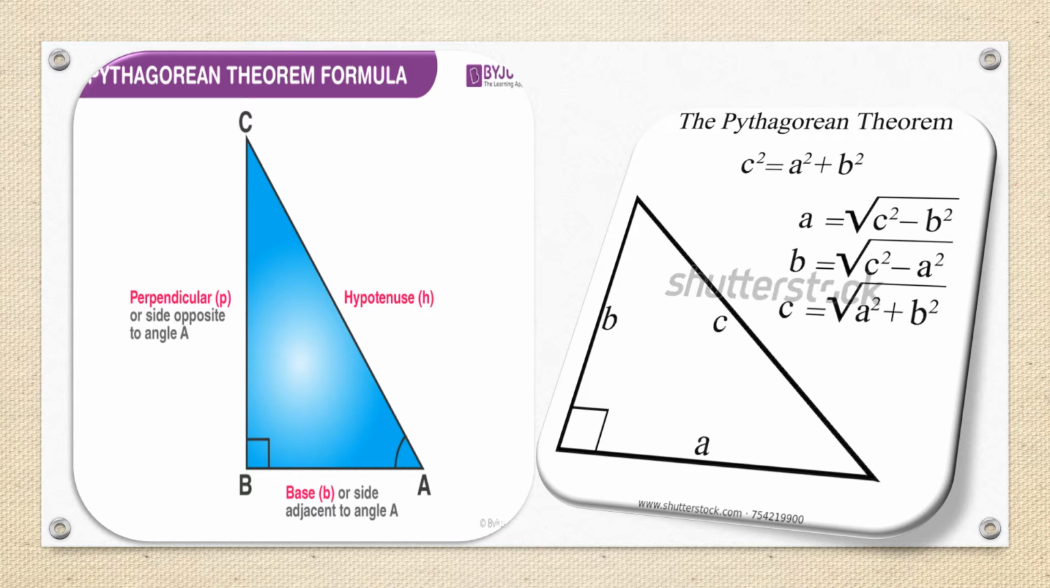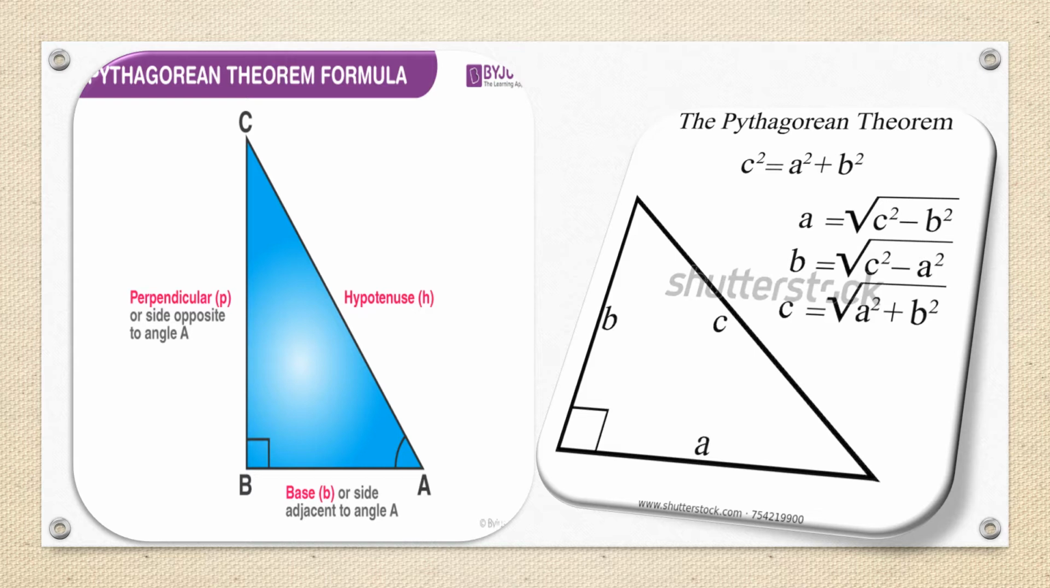So base B or BA is the base according to angle A. Now, if I take angle C, this angle, then the perpendicular will be the opposite one. That means this BA, and in that case, the base will be CB. And the side of the right angle triangle which is opposite to the right angle is called hypotenuse or edge.